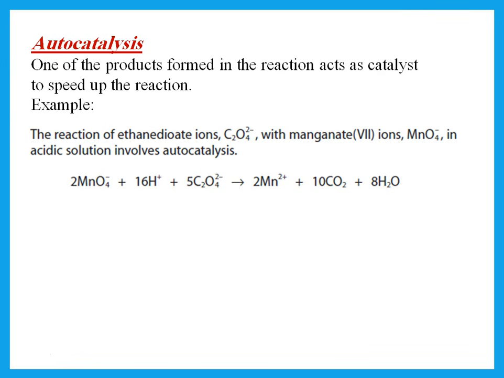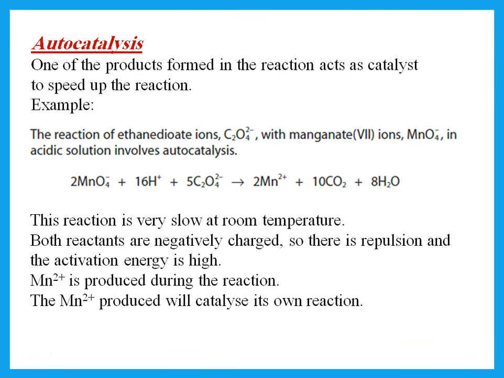Now, the initial reaction is very slow. Why is it very slow? Because both reactants, the MnO4- and C2O4 2-, are negatively charged, so there is repulsion and the reaction has a very high activation energy. But once the reaction forms Mn2+, then this helps to catalyze the reaction and make it faster. So we call this autocatalysis.